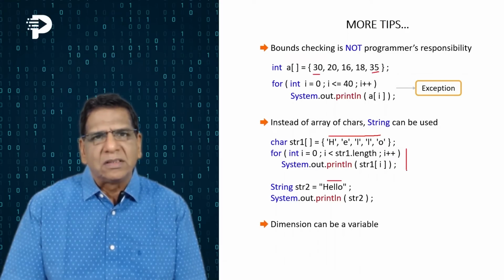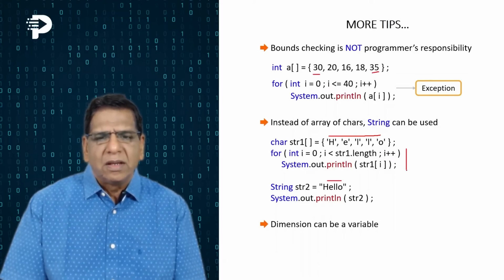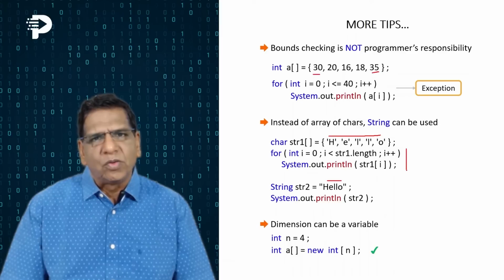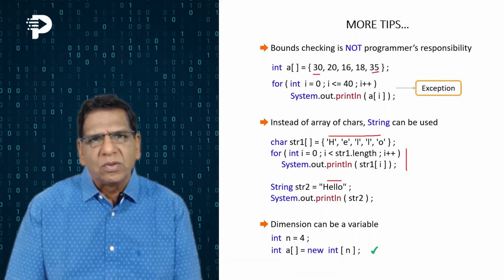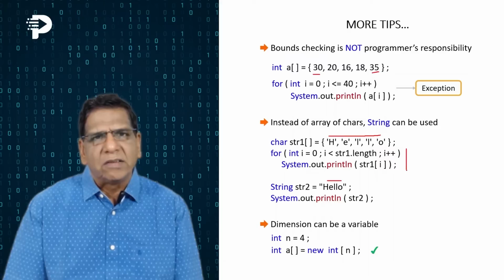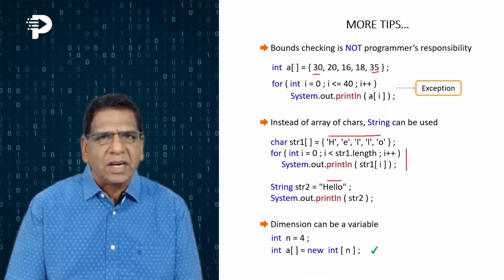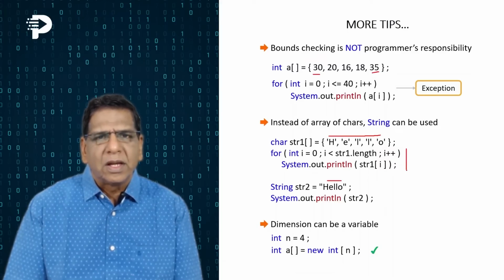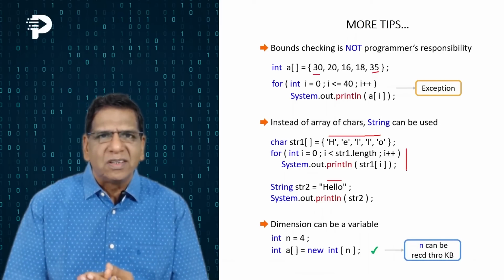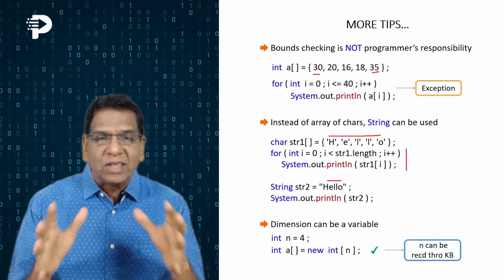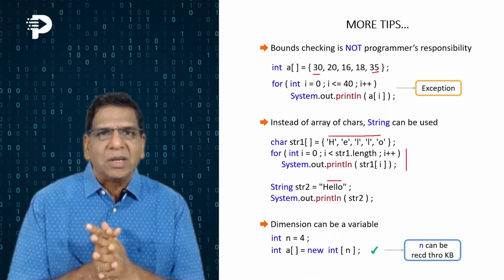Lastly, dimensions of an array can be a variable. I can say int n equal to 4 and then say int a[] equal to new int[n]. So n being a variable can take any value. Here I have initialized the value of n to 4, so a 4 integer array would get created. However, I am at liberty to receive the value of n even from the keyboard. That you can see makes my array pretty dynamic.